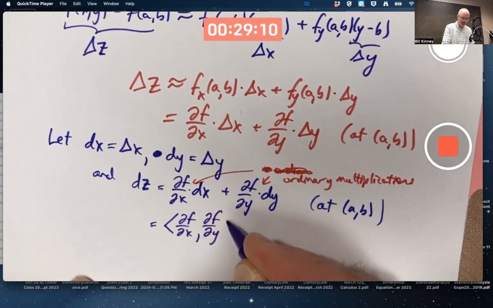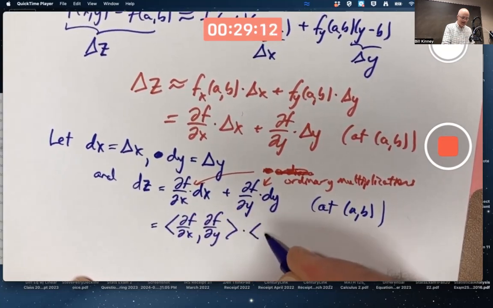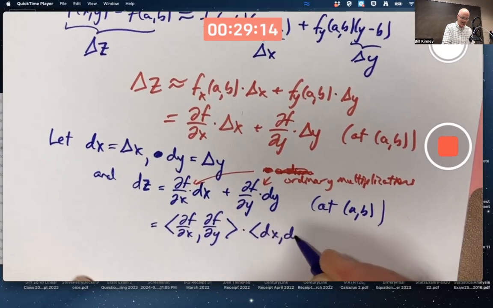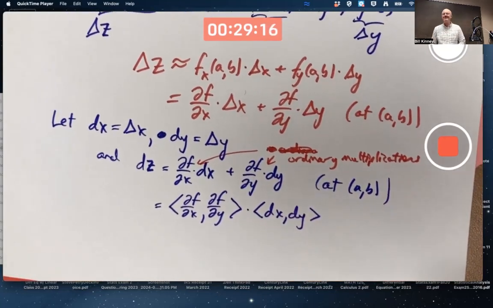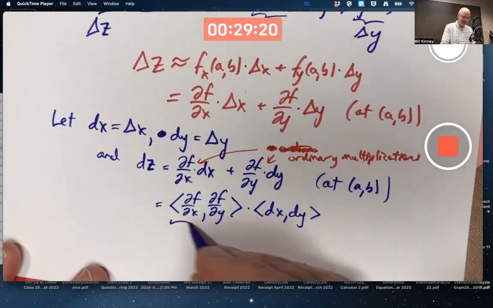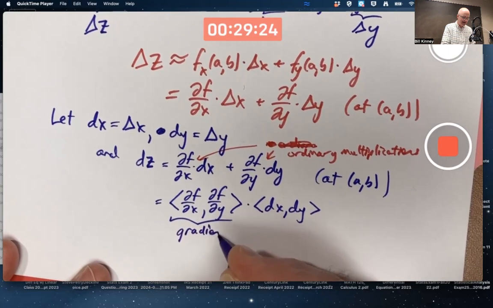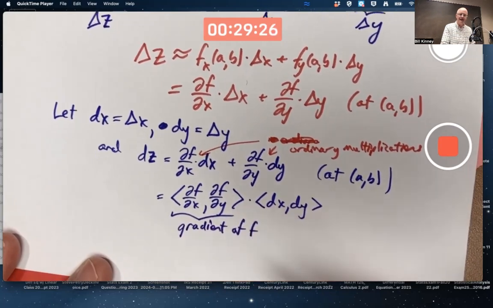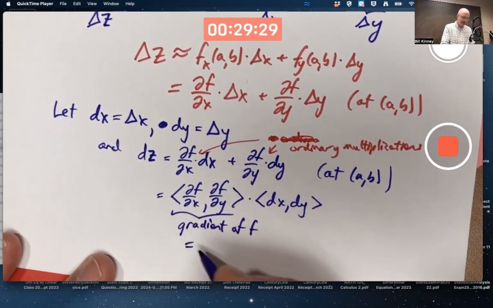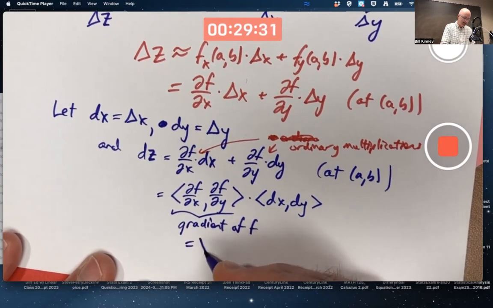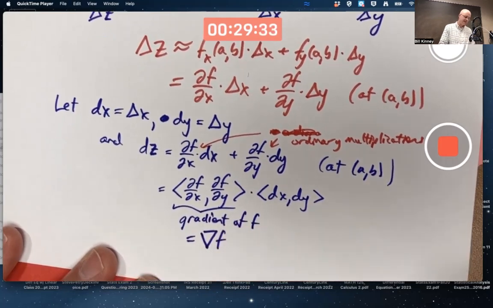This vector dotted with this vector. And this vector has a special name. It's called the gradient of f. And it's got a special symbol, upside down delta f.